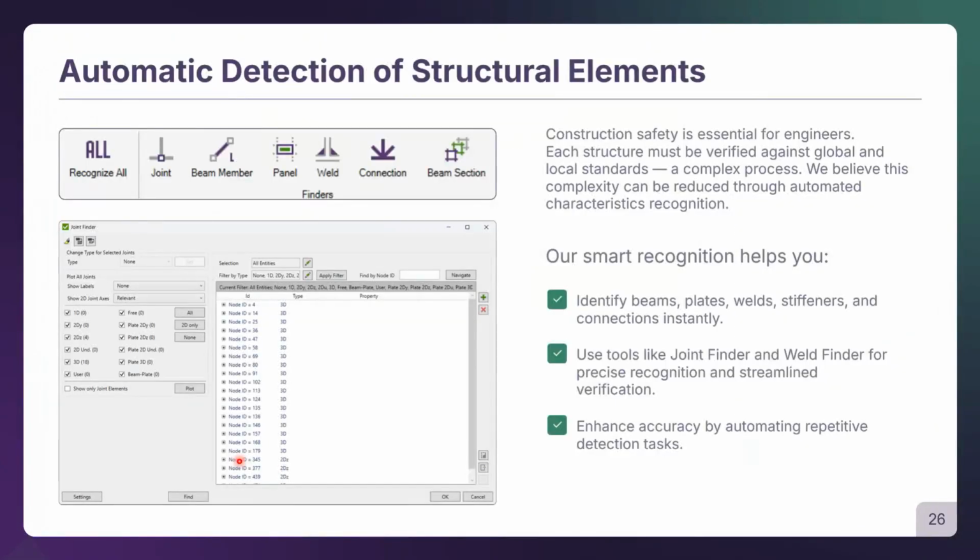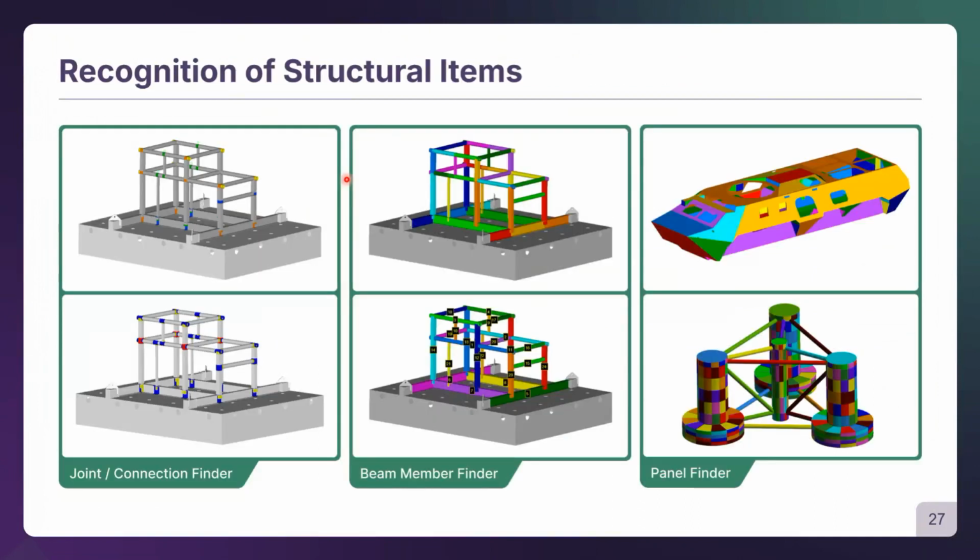Automatic detection. You are able to detect automatically joints, beam members, panels for panel plate buckling in naval structures, and welds, which can be used in fatigue calculation or simple weld strength checks. How does it look? Out of your structure, you are able, with one click, to recognize and outline all the beams and panels, whether it's on an armored vehicle or even some other floating structure.